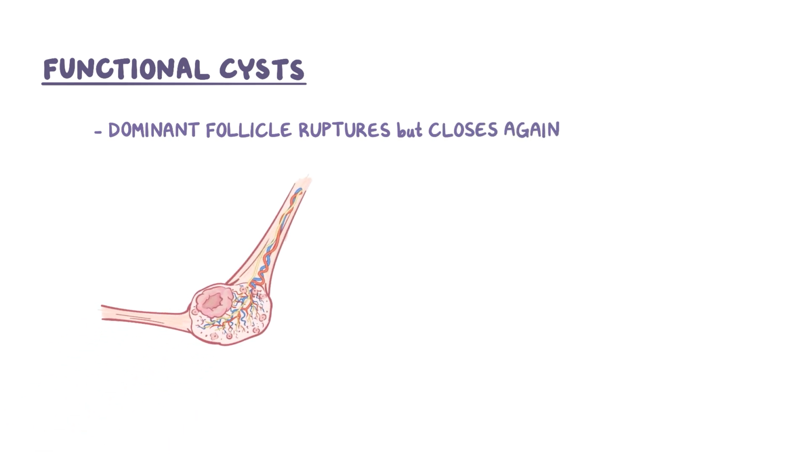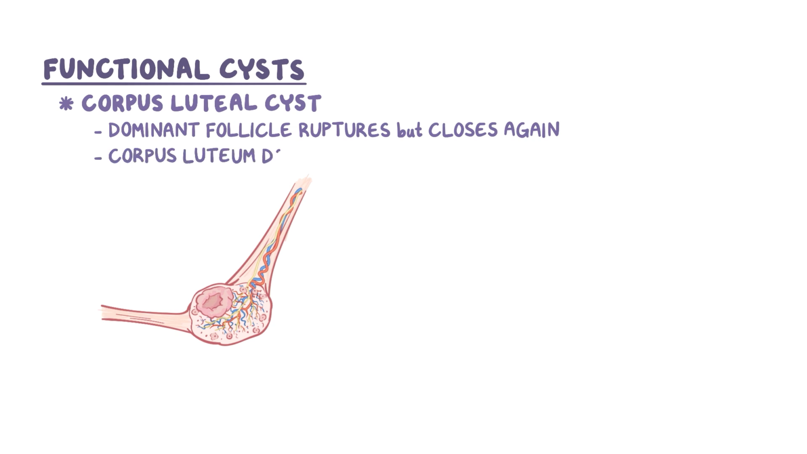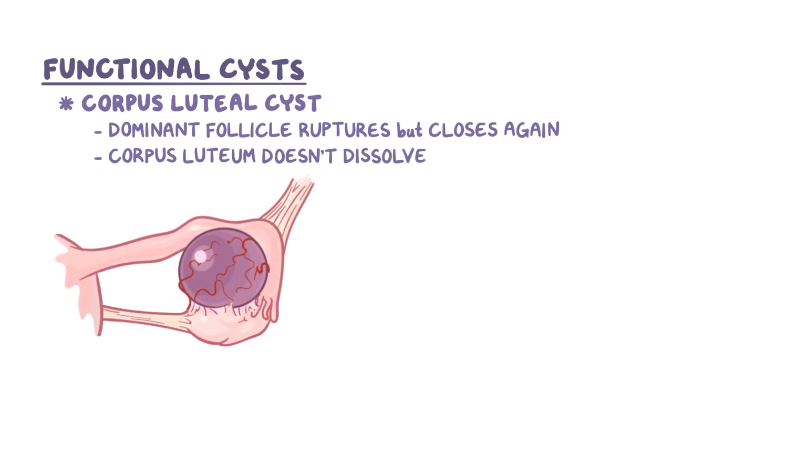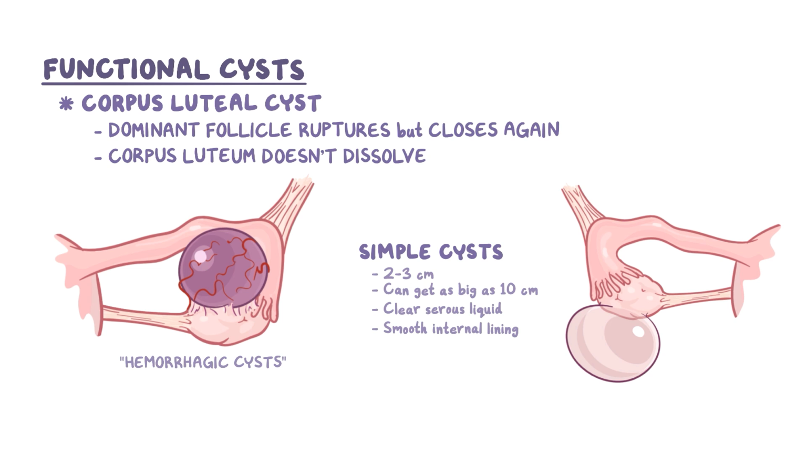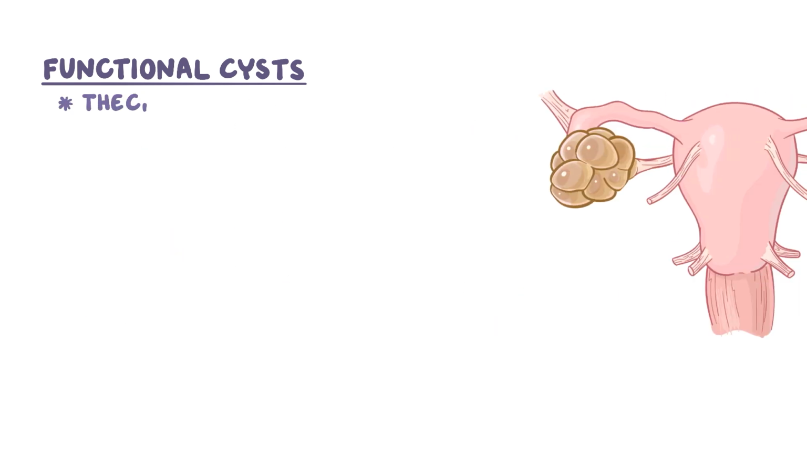Alternatively, if the dominant follicle ruptures but then closes up again after ovulation, this is called a corpus luteal cyst. In this case, the corpus luteum doesn't dissolve but instead continues to grow. As it grows, the arteries nourishing it can rupture and hemorrhage into the cyst, which is why corpus luteal cysts are also called hemorrhagic cysts. Both follicular and corpus luteal cysts are usually around 2 to 3 centimeters, but they can get as big as 10 centimeters in diameter. They contain a clear serous liquid and have a smooth internal lining, so they are referred to as simple cysts.